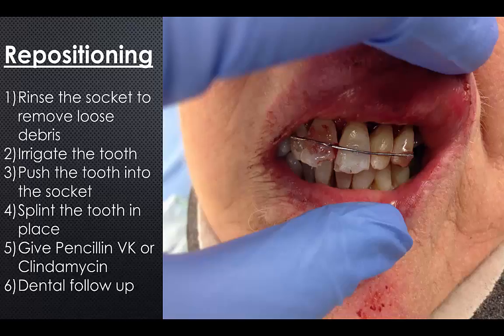To reposition the tooth, rinse the socket with saline to remove loose debris, irrigate the tooth, taking care not to wipe directly the root surface, push the tooth into the alveolus with firm pressure until it is level with the adjacent teeth, and splint the tooth in place using wire and Dermabond. Prescribe a soft diet, 1-week course of penicillin VK or clindamycin, and arrange for dental follow-up.